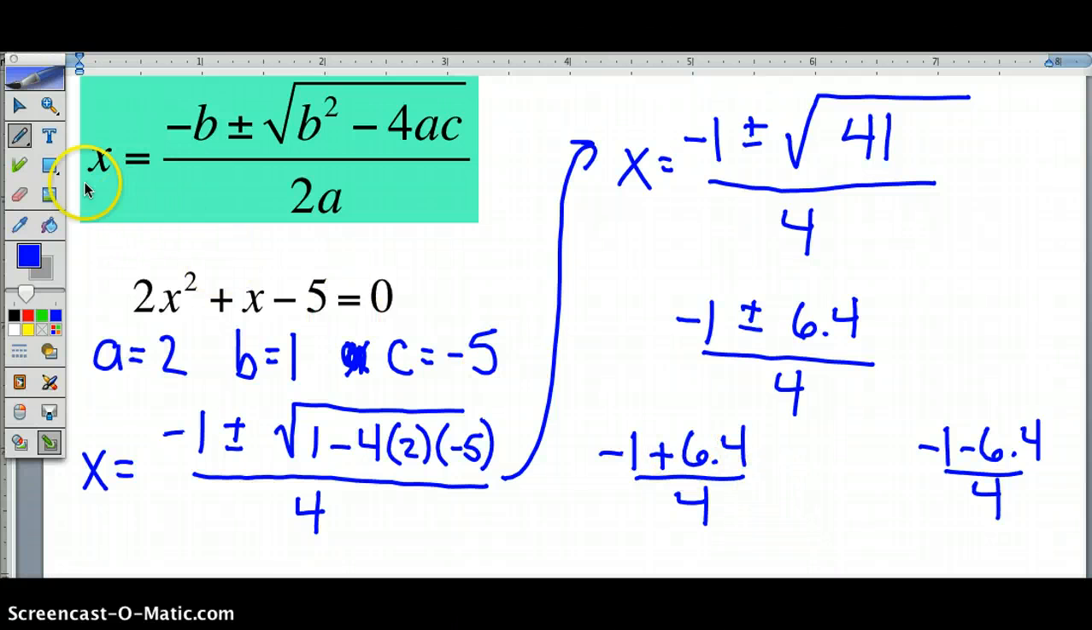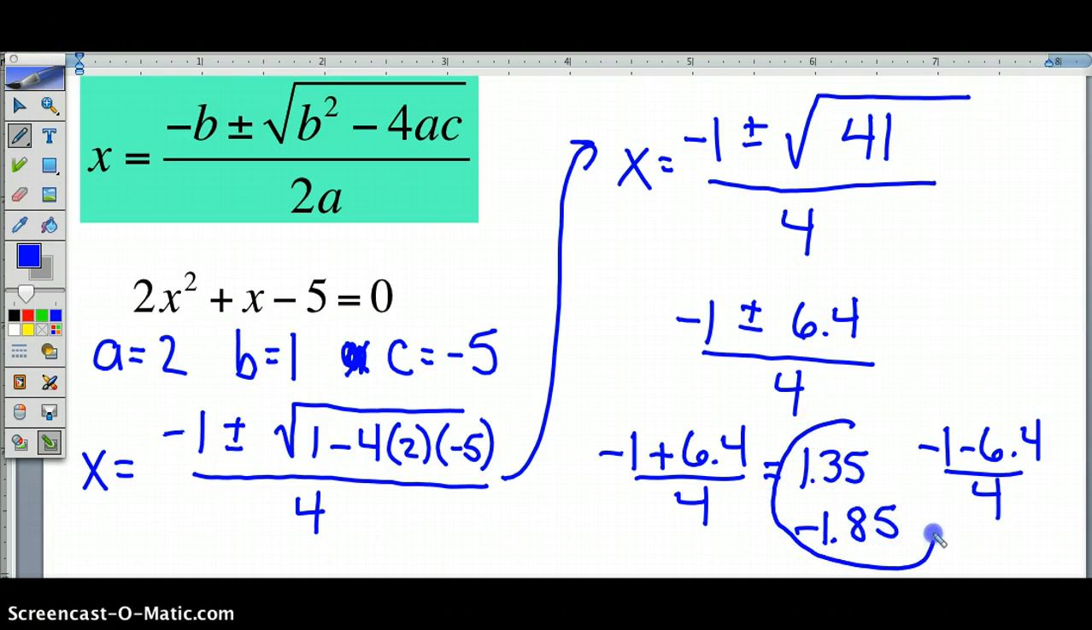I get 1.35. So one of my answers here is 1.35. When I do negative 1 minus 6.4, I get negative 7.4. When I divide that by 4, I get negative 1.85. So my two solutions here are 1.35 and negative 1.85.